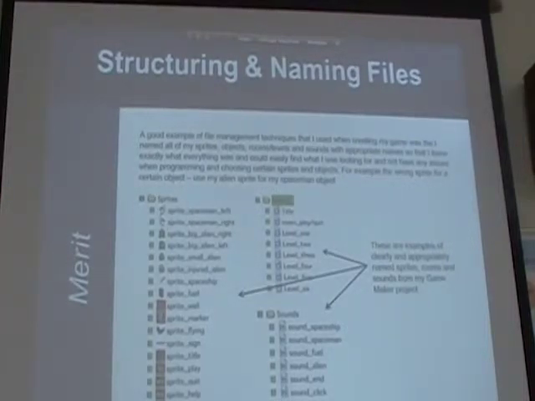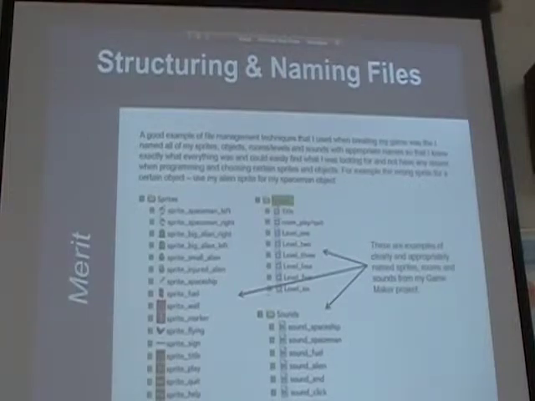And that's where this is, and she's given this sort of merit level screenshot and explanation here. You can just tell by the screenshot that she's stuck to a naming convention and she has things organized. And she's already said there that she knew there would be issues when programming and choosing certain sprites, for example the wrong sprite for a certain object. Use my alien sprite for a spaceman object.